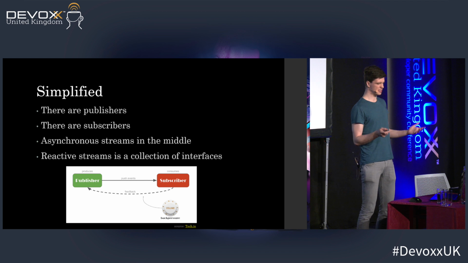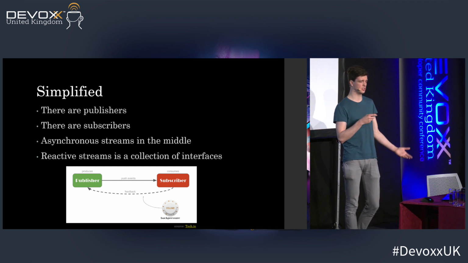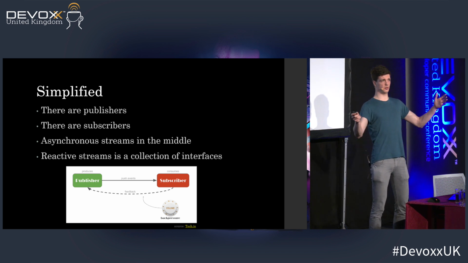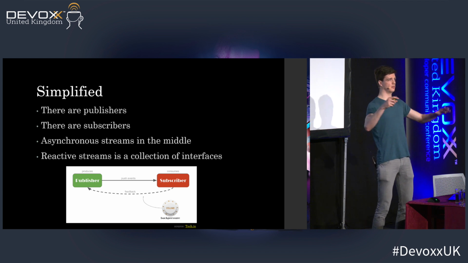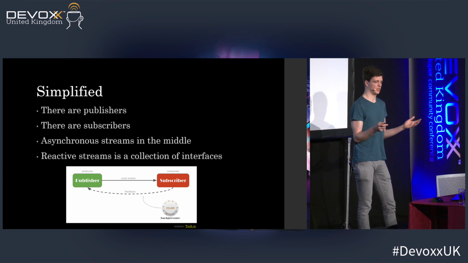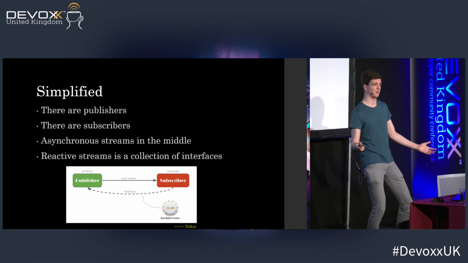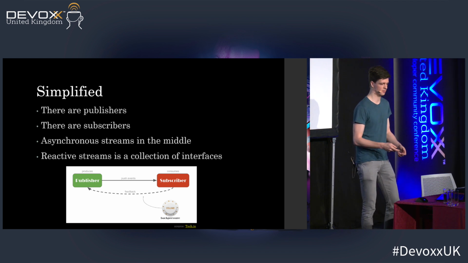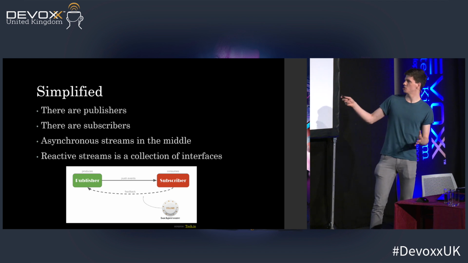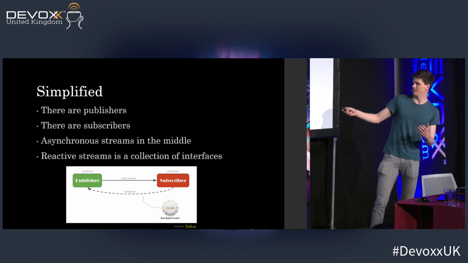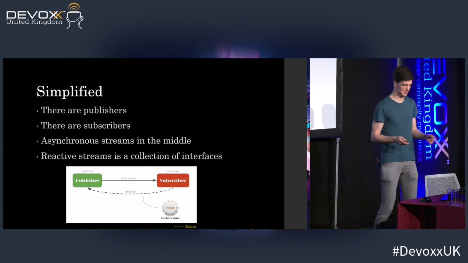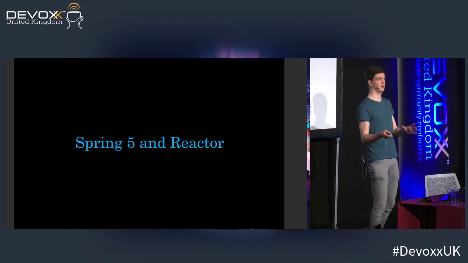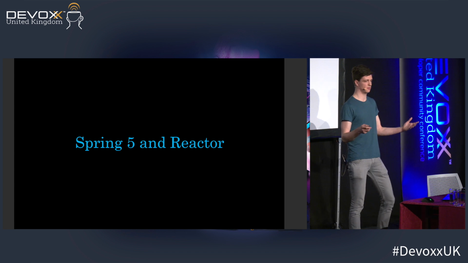So a little bit simplified, there are publishers, which are the musicians or the orchestra. There are subscribers, which are the listeners in the crowd. There are asynchronous streams in the middle, which is all of the music that's going on. And Reactive Streams is a collection of interfaces that helps you manage all of that. So it's kind of like the sheet music combined with the director's stick. And this picture shows you basically how it works. What I liked is that they use the volume measure for the back pressure here, which is cool with music. And then I'm going to show you how this works with Spring 5 and Reactor.